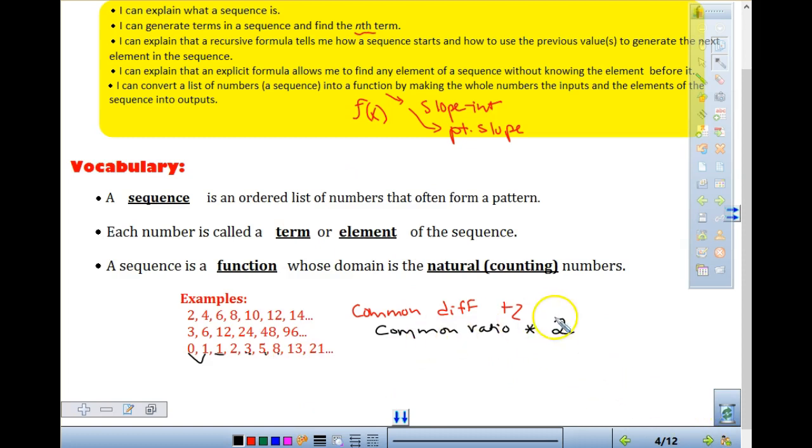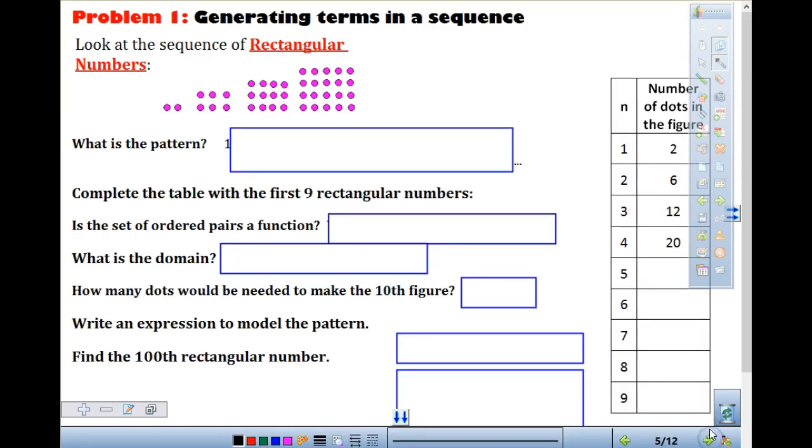But in today's lessons and in this unit, we are mostly going to be working with the ones where you're doing common addition or subtraction. When we get into ratios, that'll be in a couple of units when we are doing exponential and different types of equations. So, as you look at that next page down, it says, look at these rectangular numbers.